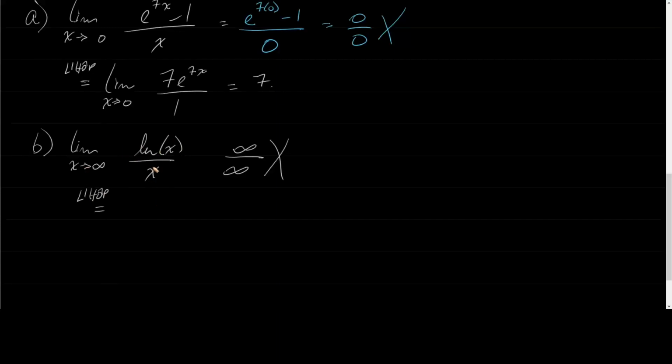And what we end up with here is the derivative of the top. So let me just write down my limit. The derivative of the top, 1 over x, over the derivative of the bottom. And now, there's nothing wrong with taking this limit, right? I have 1 over x over 1. And as x goes to infinity, 1 over x goes to 0. So we have 0 over 1, which is just 0.